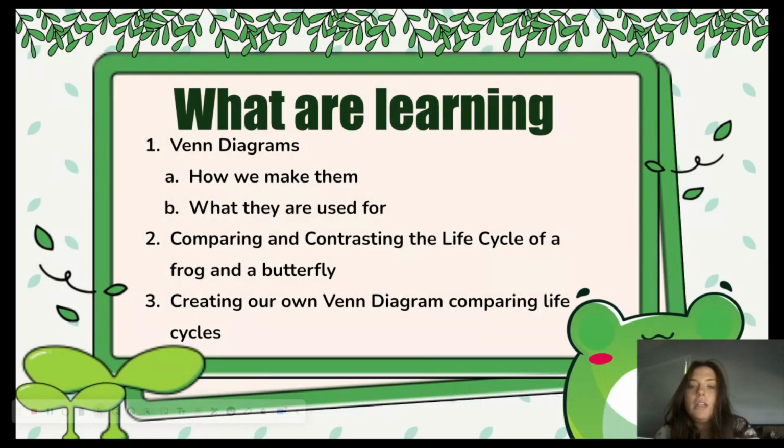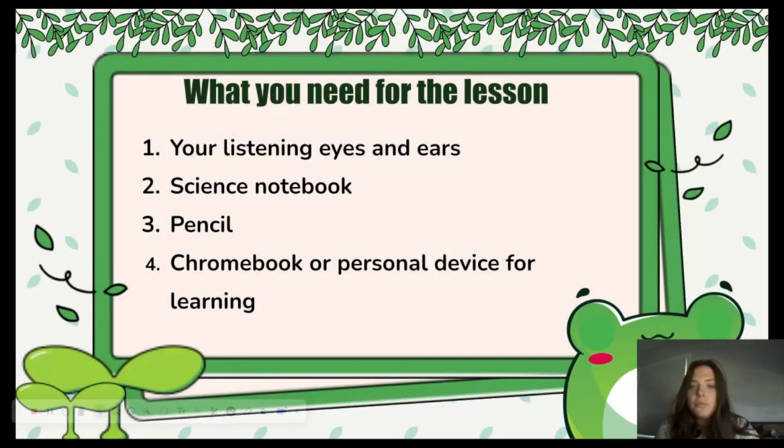What are we learning today? We are learning about Venn diagrams. And what we're going to be learning is how we make them and what they're used for. And then we're going to be comparing and contrasting. So what's alike and what's different about the life cycle of a frog and a butterfly. And then you as students are going to be creating your own Venn diagram comparing the life cycles. Let's go to the next slide.